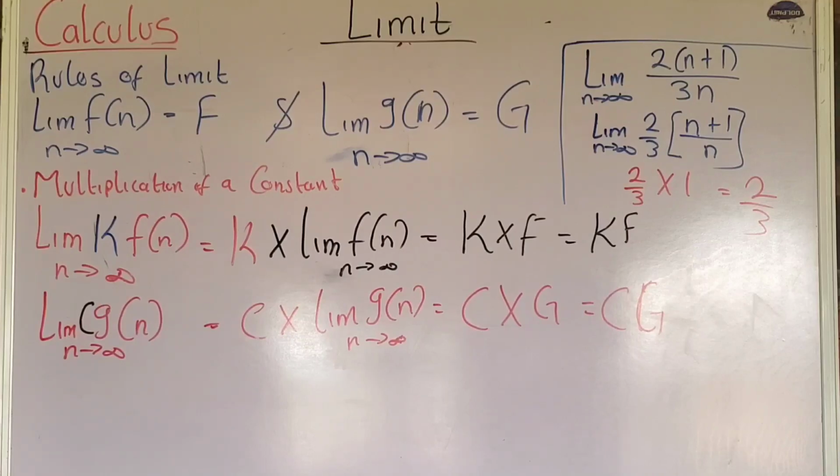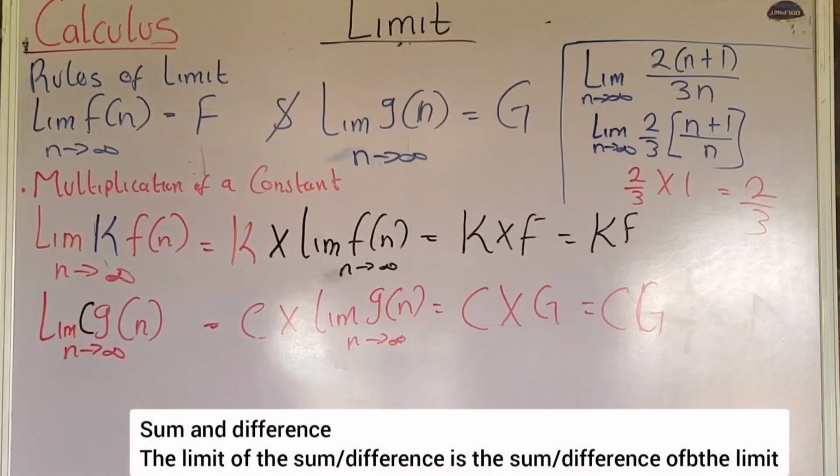Now, that is the application of the multiplication by a constant rule of limits. Now, let's look at another rule. The second rule that we're going to talk about is the sum and differences. According to this rule, the limit of the sum or differences is the sum or differences of the limits. Don't worry, I'm going to explain. Quickly write this so we can proceed.